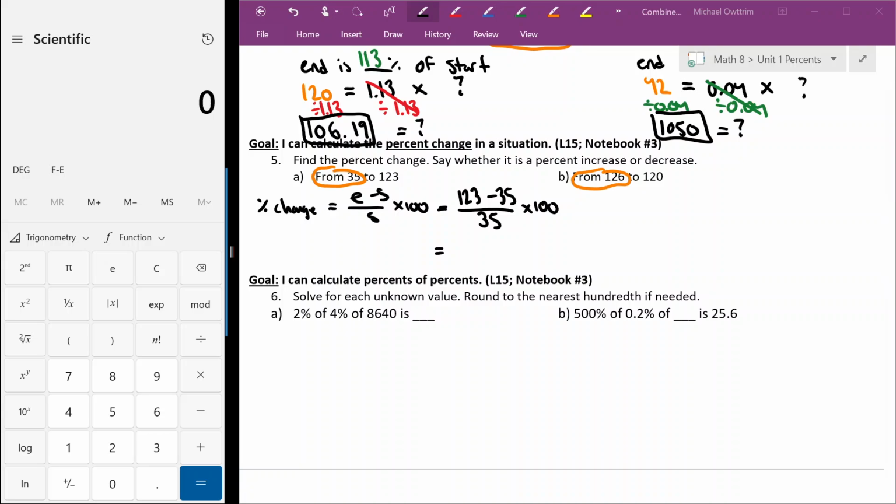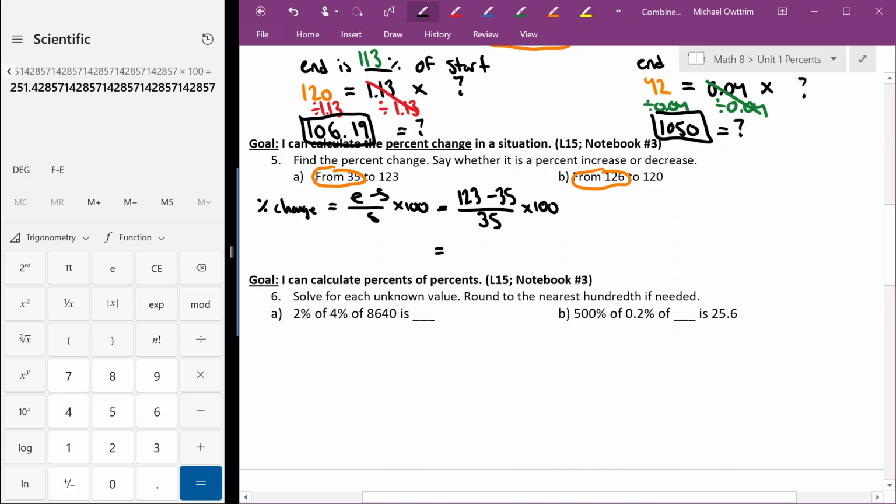So let's do this calculation. 123 take away 35 on top gives me 88. 88 divided by my bottom of 35 gives me this decimal, and we'll multiply by 100. Again, we're going to round to the nearest hundredth if need be. So we'll say that this is a 251.43%, and since it's positive, it's an increase.